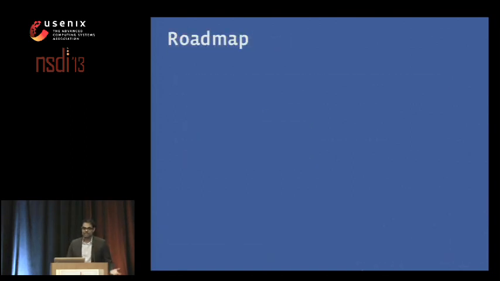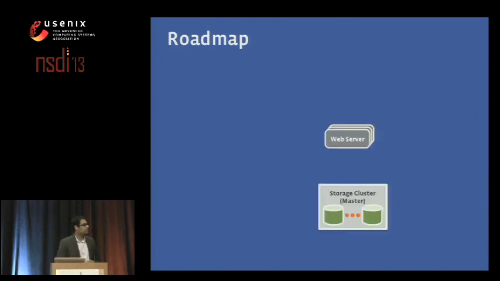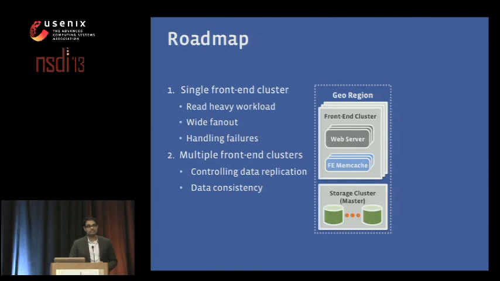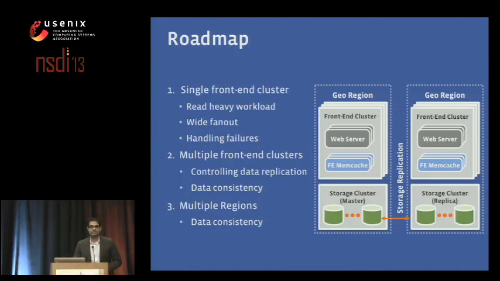So what is the rest of the talk going to look like? Let's start off with what a typical setup looks like. We have some web servers and we have some databases. In the first part of the talk, we'll add a few Memcache servers and call it a front-end cluster. The problems here are read-heavy workload, wide fanout, and handling failures. Then we'll scale to multiple front-end clusters, where controlling data replication and data consistency become the interesting points. And then we'll talk about multiple geographic regions, and again, data consistency is the name of the game there.